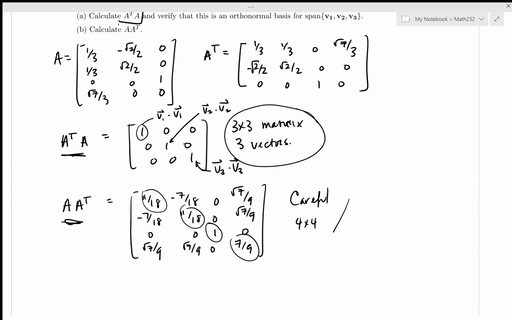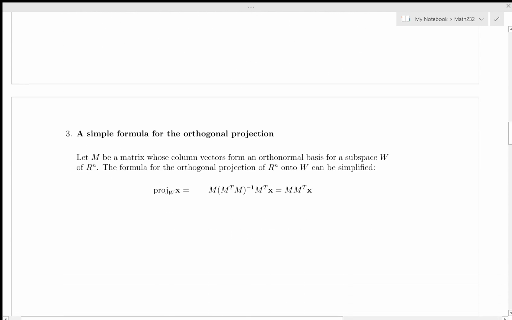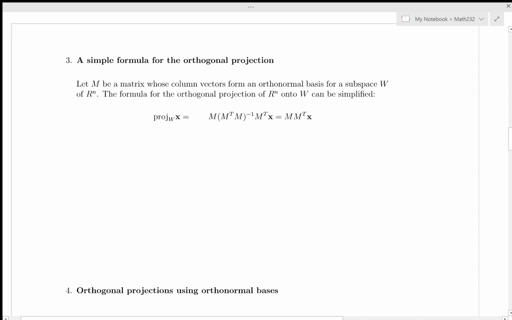Okay, next thing, a simple formula for orthogonal projection. So we've already seen how to do a projection onto a subspace of Rn. But if we now step back and look at what happens when we have an orthonormal basis for the subspace onto which we want to project, things get easier. So we take a matrix M whose column vectors are an orthonormal basis for the subspace. And then we have this, we've already seen this before. This is the projection of X onto the subspace W.